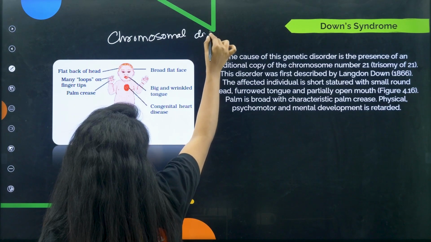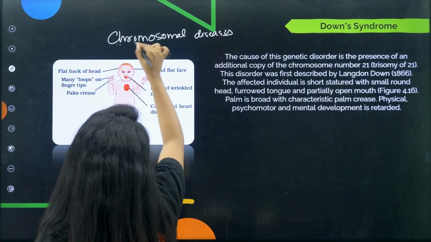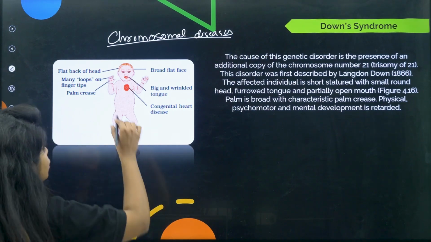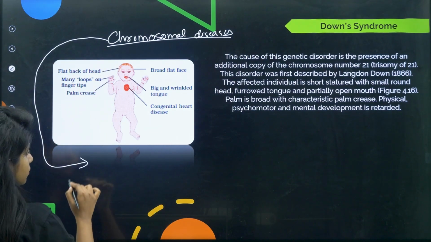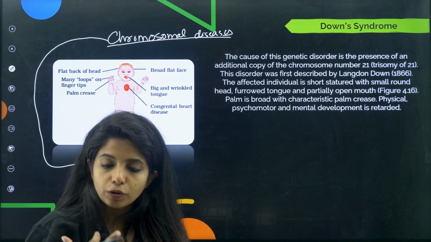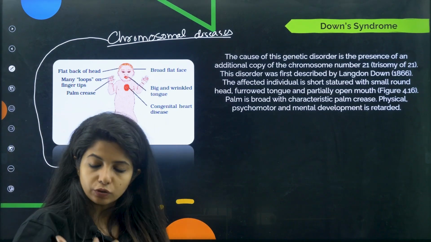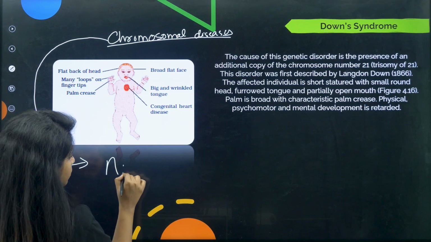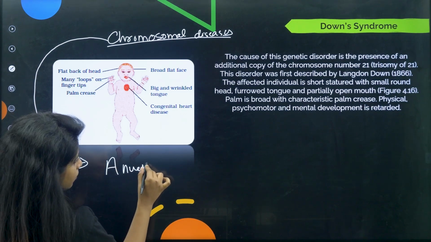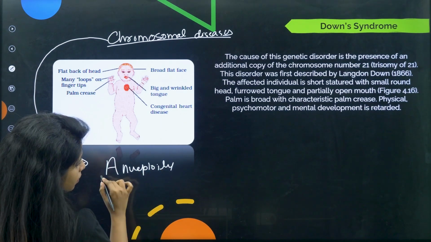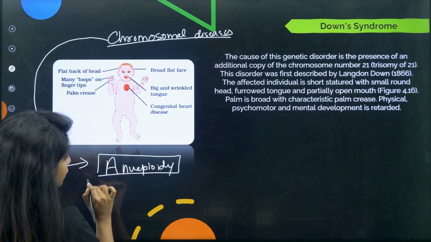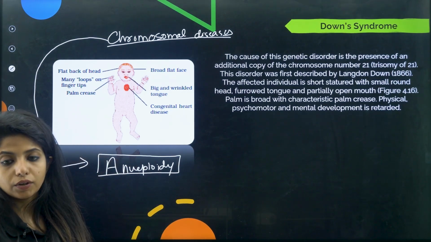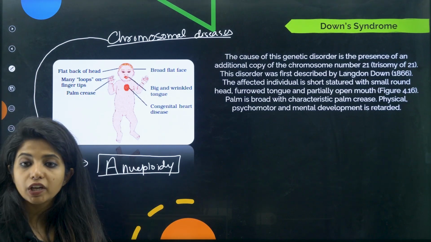Chromosomal diseases. Let me give you a brief about this, and then we'll go to Down syndrome, which is a part of this. Chromosomal disease, as I said, is caused when you have too much of one, an extra chromosome, or you have one chromosome that is less. This is known as aneuploidy. You can have less or you can have more. Now this is a chromosomal disorder. These are the chromosomal disorders that we are going to study.